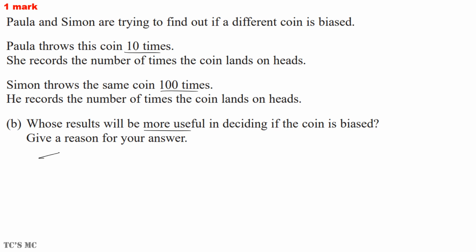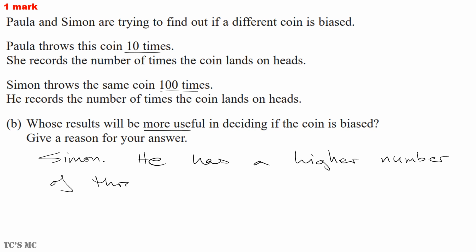We need to write Simon. The reason is he has a higher number of throws. We also need to back this up with numbers. 100 is more than 10. And now we have 1 mark.